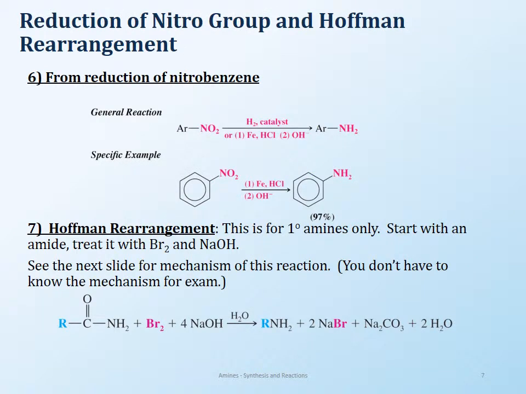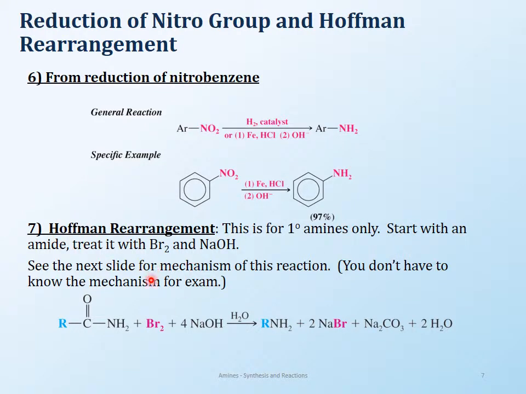So the next reduction is reduction of nitrobenzene, and we've done this before when we were talking about aromatic compounds. This is the general reaction where you take a nitrobenzene, treat that with hydrogen with a catalyst, or you can also use iron with HCl or tin with HCl, and you can get aniline. Here is an example of this reaction. Again, you've done this before also. So it's nothing new.